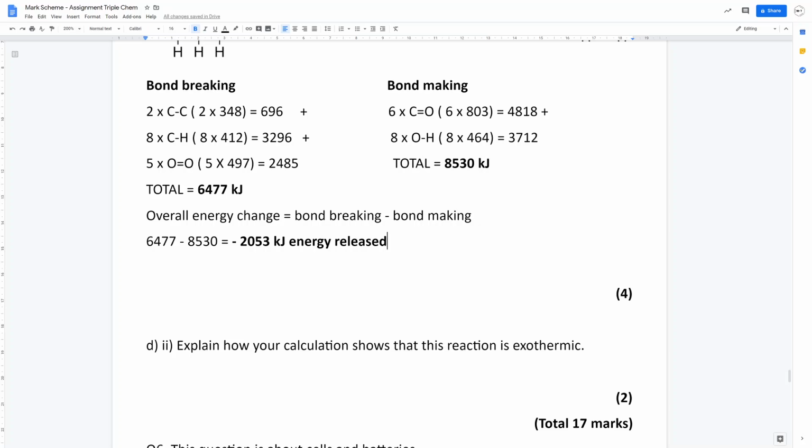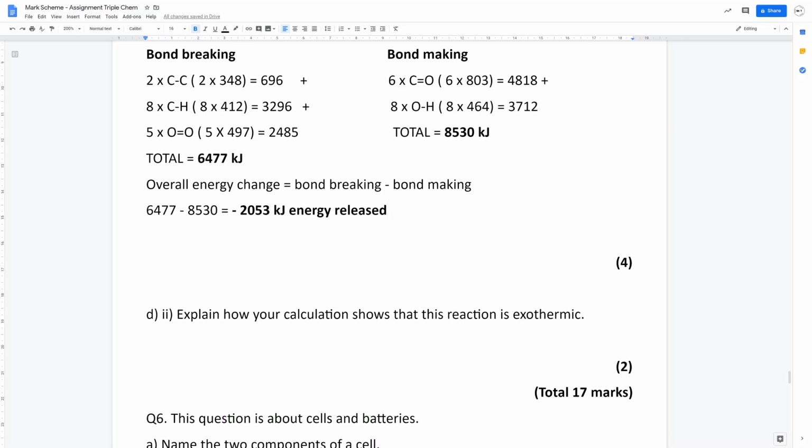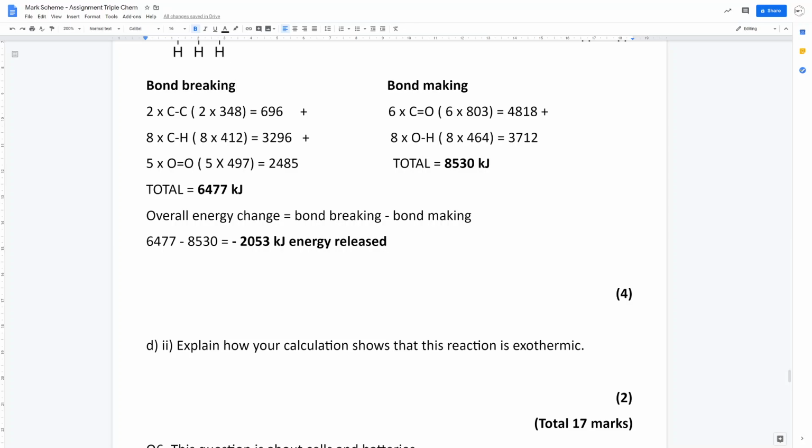Okay. Right, so explain how your calculation shows that this is exothermic. Well, one of the things you need to know about bond breaking is this is energy absorbed. Bond breaking, you've got to put energy in, okay? Whereas bond making actually releases energy, okay? Bond making releases energy. So if you look at the two numbers here, we've put in 6,477 kilojoules of energy during bond breaking to break the bonds. But we've released 8,530. So overall, more energy has been released during this bond making than was ever put in during bond breaking. So that's how we're going to word this one.